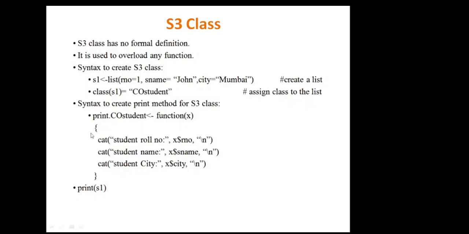So this is how we have created a print function for our S3 object, and now we are calling that function by using the syntax print in brackets S1. Okay, when we execute this particular command print(S1), by passing the S1 object to that print function, we want to display the data of the S1 object. Now here, instead of executing the default print function, R will execute this new print function which is created for this CO student class.